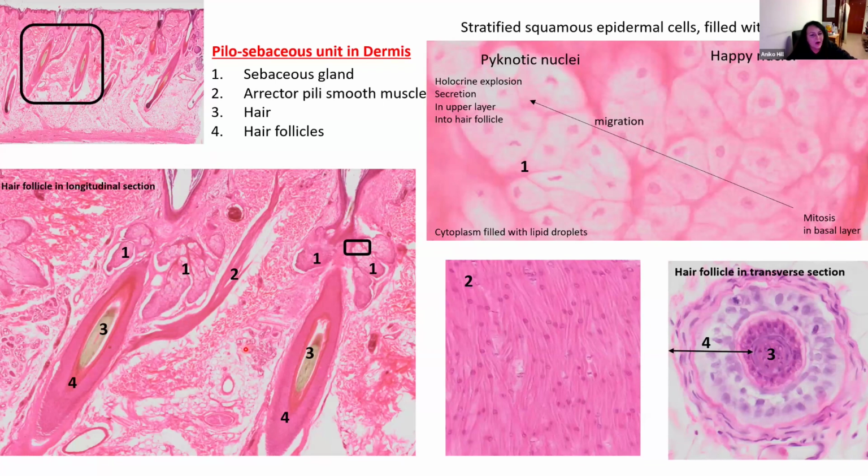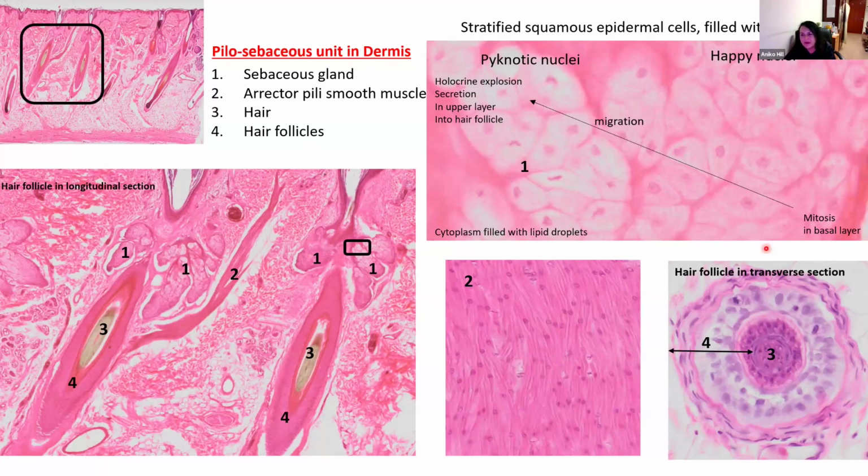And then, on this slide, you can see beautifully the arrector pili smooth muscle, as it is on one side attached to the hair follicle. The other side is actually attached in the dermis. On the right side, what you see is actually a zoom in. So let's look at the sebaceous gland again. I zoomed in a little bit closer.